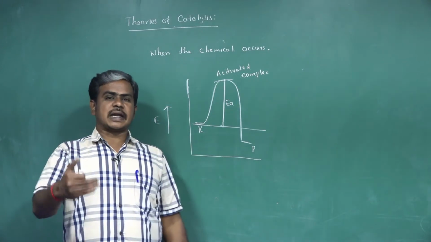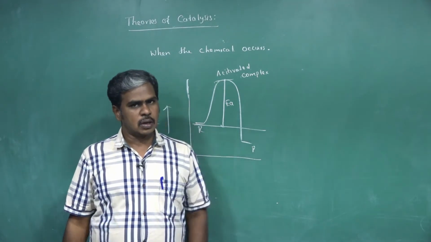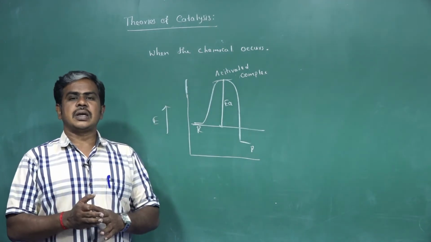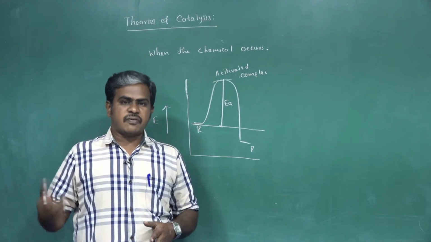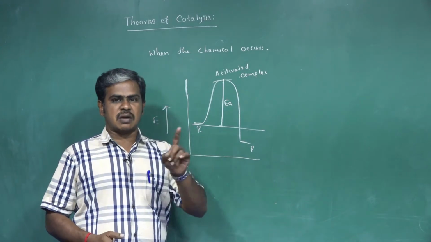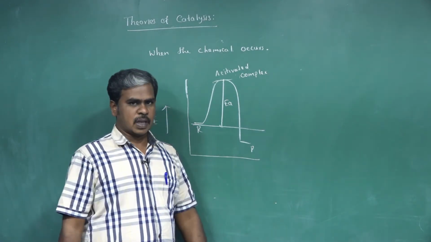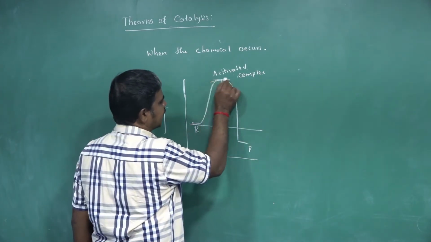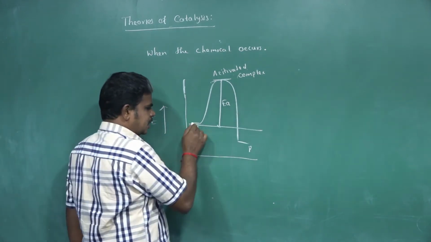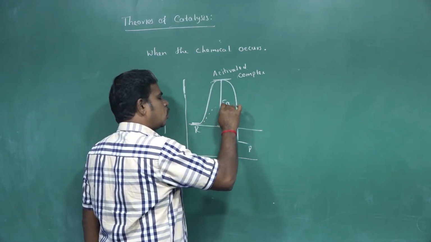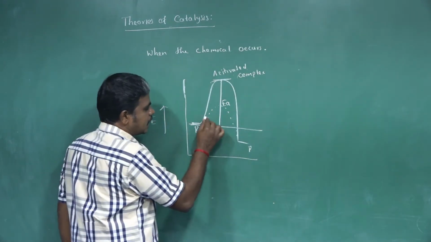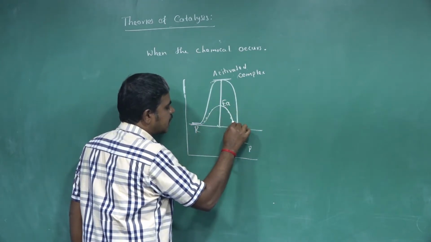If you are using a catalyst, what will happen? You know what we mean by a catalyst. Catalysts are chemical substances which alter the rate of the reaction, and after the completion of the reaction, they remain unchanged in mass and chemical composition. If you are using a catalyst, the reactant molecule has a new path by which it is converted into product. That is, the energy of activation decreases.